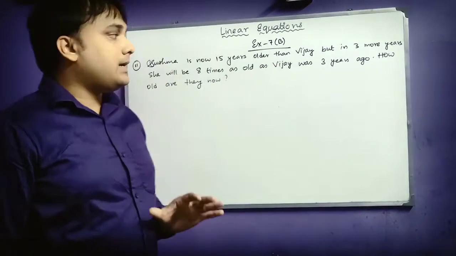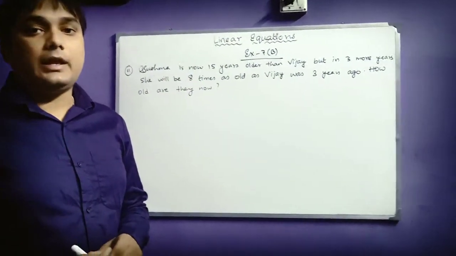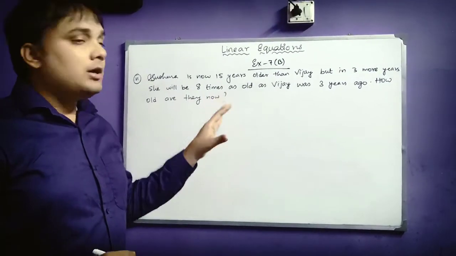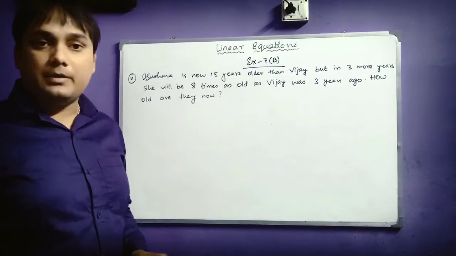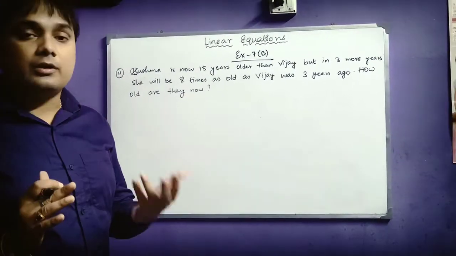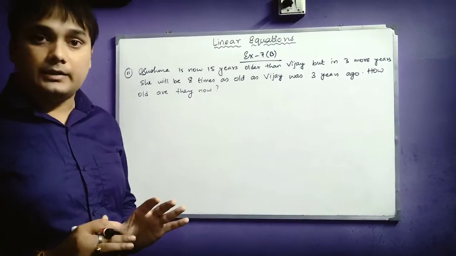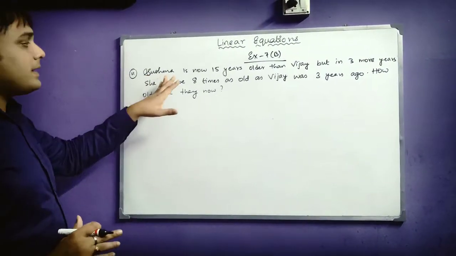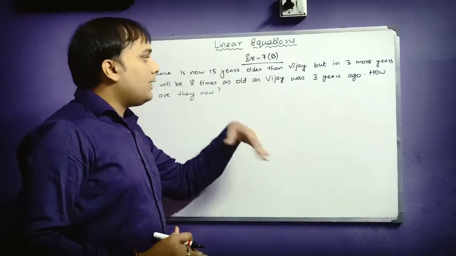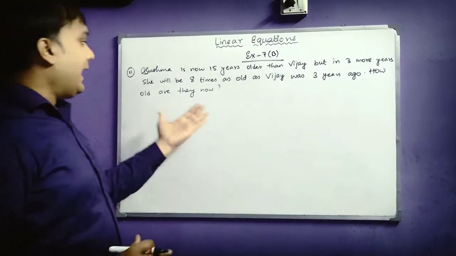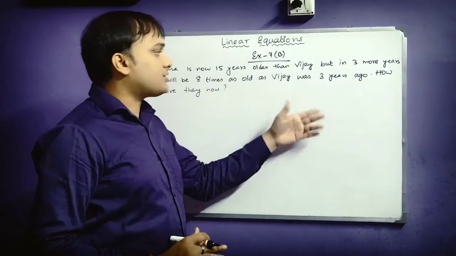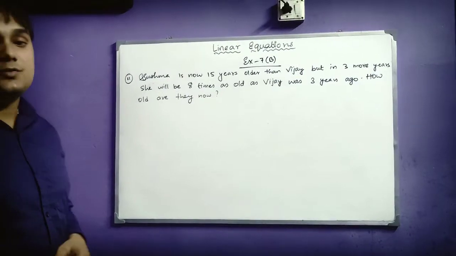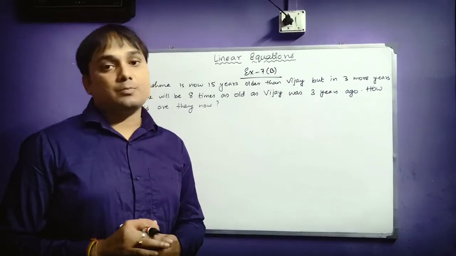Students, now we will be seeing and understanding how we can take the help of an equation to solve any kind of word problem. See here, one word problem I have taken from exercise 7b, and we will be framing an equation according to the given question, and then we will solve that equation to get the answer. The question is, Sushma is now 15 years older than Vijay, but in 3 more years, she will be 8 times as old as Vijay was 3 years ago. How old are they now? So we are asked to find the present age of both Sushma and Vijay.